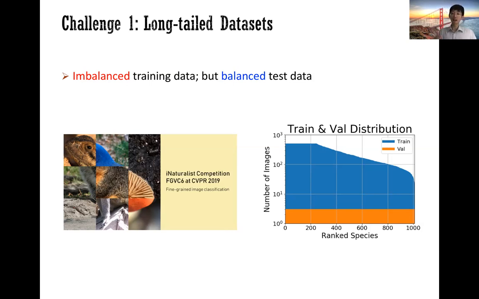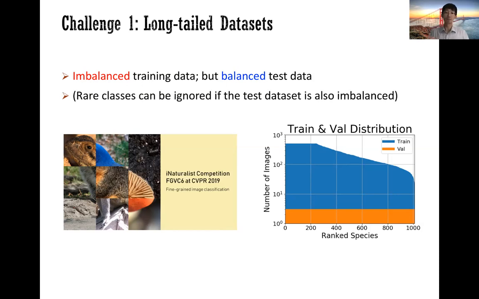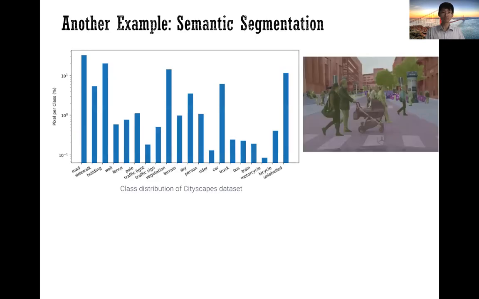And here, the test data is designed to be balanced, because if you have imbalanced test data, then the rare classes will be ignored, just because ignoring them wouldn't hurt your accuracy too much. So that's why we care about balanced test data, but imbalanced training data.